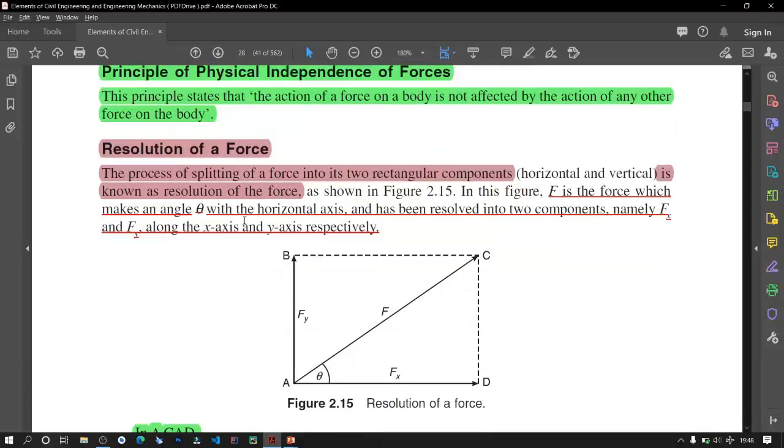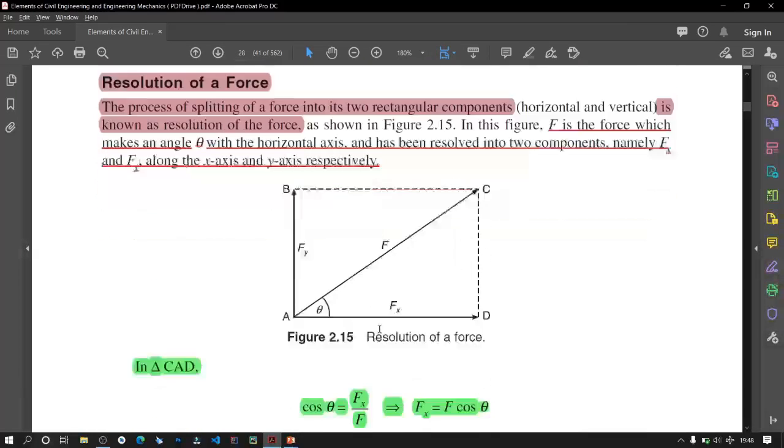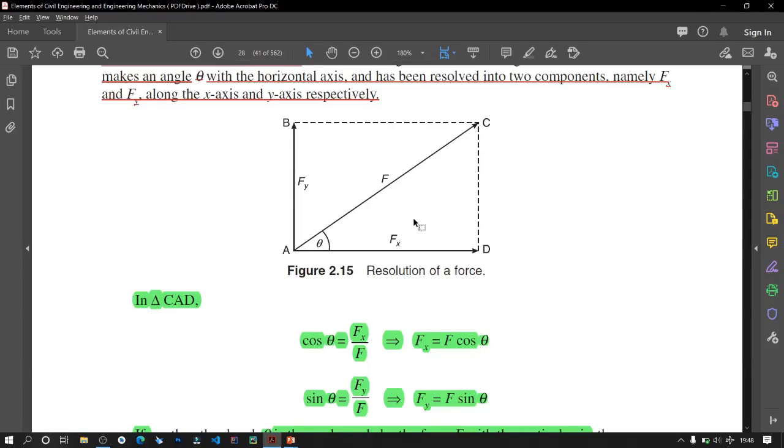Resolution of forces. It's simple. See, this is F, it's a rectangle, so angle D is 90 degrees, and here it's 90 degrees, here it's 90 degrees, and Fx and Fy.